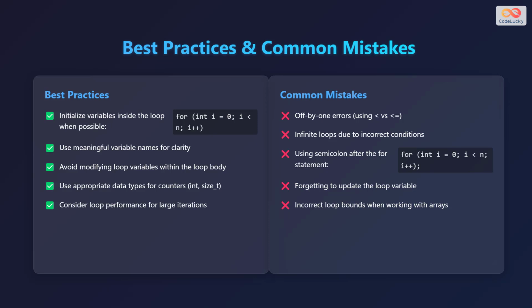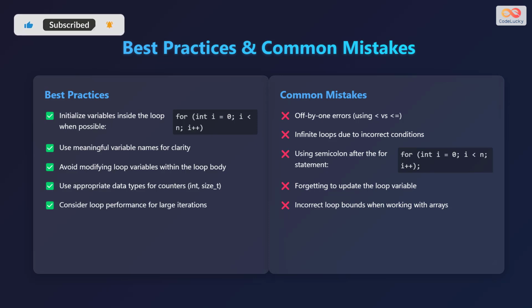Let's discuss best practices and common mistakes to ensure efficient and error-free for loop implementation. Here are some best practices. Initialize variables inside the loop when possible. For example, for (int i = 0; i < n; i++). Use meaningful variable names for clarity. Avoid modifying loop variables within the loop body. Use appropriate data types for counters like int or size_t. Consider loop performance for large iterations.